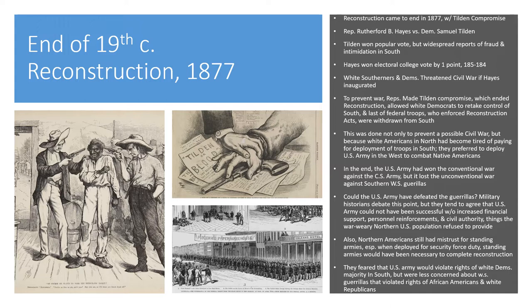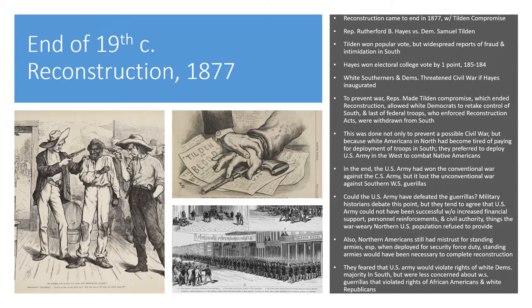And this was done not only to prevent a possible civil war, but because white Americans in the North were becoming tired of paying for the deployment of troops in the South. They preferred to have US troops deployed out in the Western frontier to fight Native Americans. And they also preferred that the US military be used in the North to break up strikes and riots. There were a lot of labor strikes and labor riots in 1877 and even afterwards.